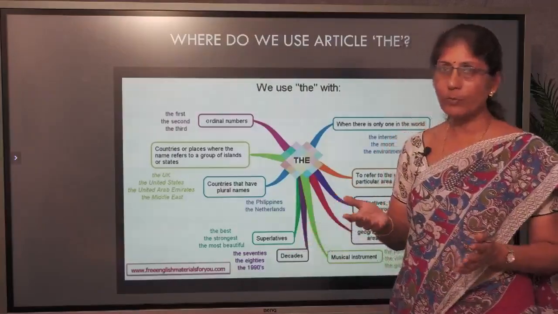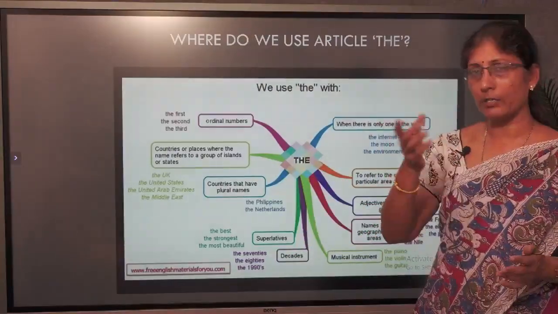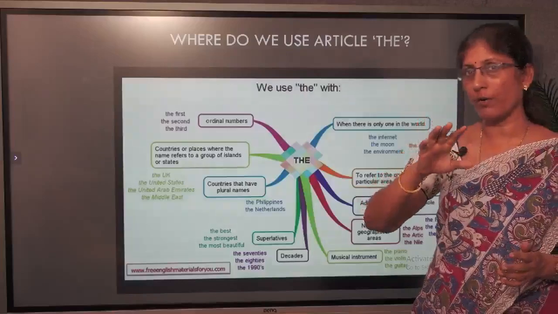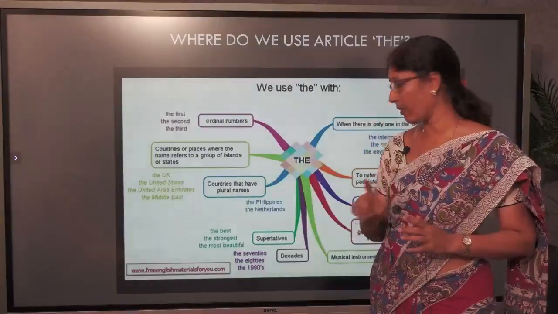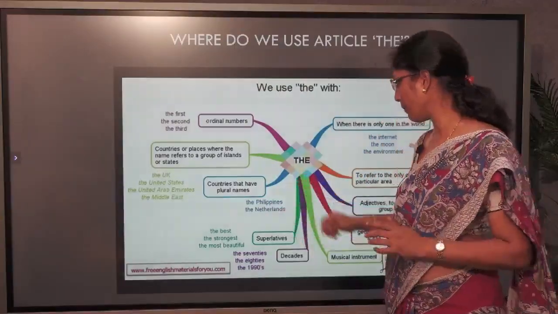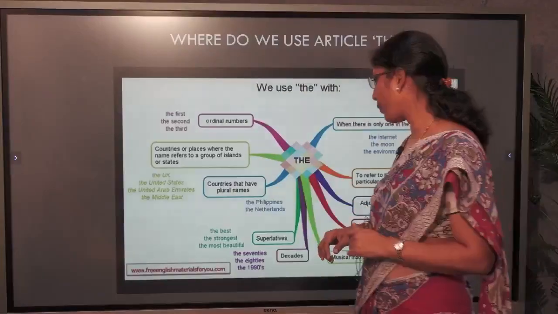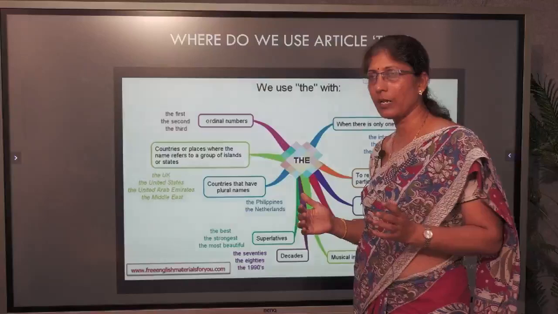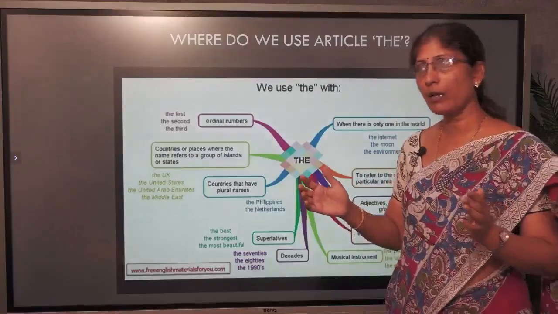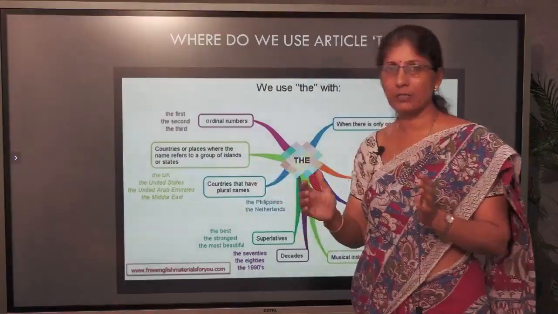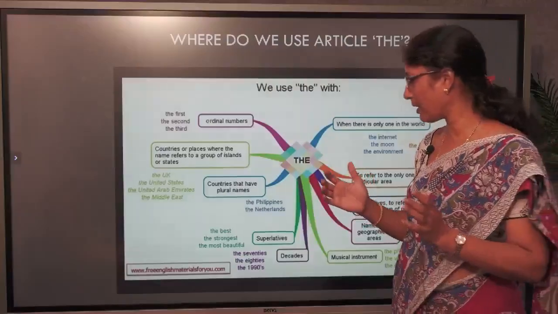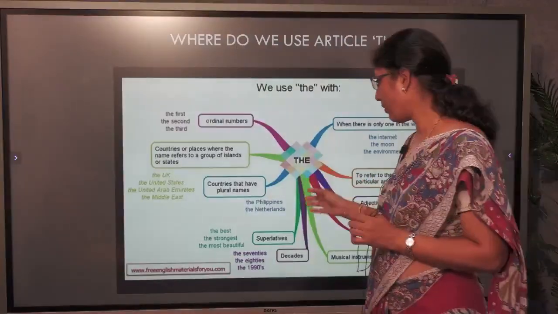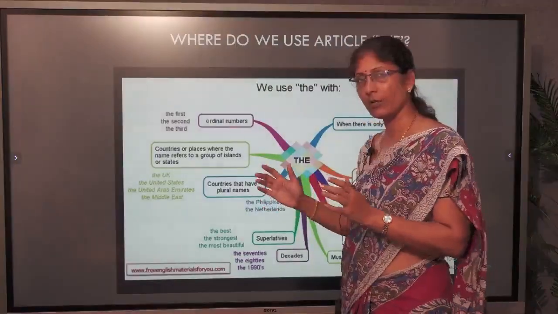Superlative means when you specify one or two as the best one, okay? That means a specific one. Here also you use the. And countries that have plural names. Plural names generally come when they are a group of islands, okay? At that time we use that one, the Philippines, the Netherlands, okay?